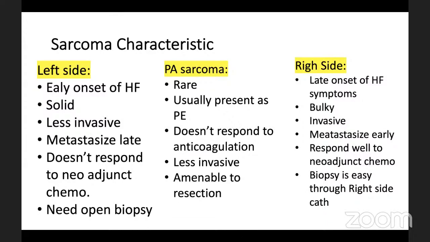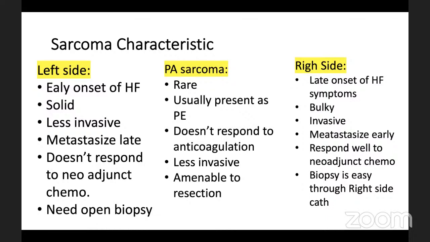The right side sarcoma, in contrast, usually has a late onset of heart failure. They are very bulky and invasive. They metastasize very early, and they respond well to neoadjuvant chemotherapy. You can do a biopsy very easily through a right side cath. So what you can learn from this is that if you have a right atrium mass, this is highly suspicious of sarcoma, and usually they are very aggressive. They're invasive, they're bulky, and they present with symptoms very late. So the patient may live with it for months or sometimes years without knowing they have a mass in the right side, and they metastasize very early. By the time they are diagnosed, they usually already have metastasis.